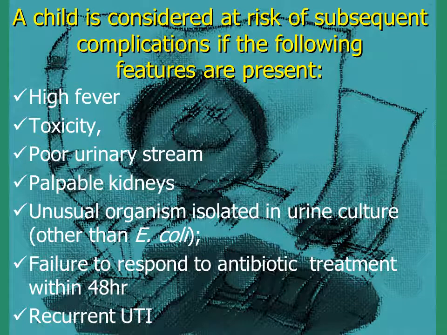A child is considered at risk of subsequent complications if the following features are present: high fever, toxicity, poor urinary stream, palpable kidneys, unusual organism isolated in urine culture, other than E. coli, failure to respond to antibiotic treatment within 48 hours, and recurrent UTI.